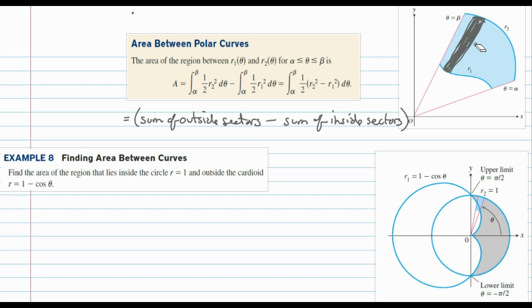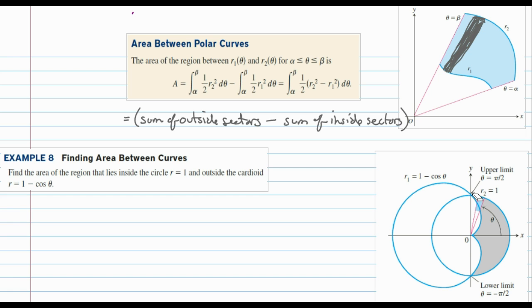So let's look at example 8 here. Find the area of the region that lies inside the circle r equals 1 and outside the cardioid r equals 1 minus cosine of theta. Alright, so there's a picture over here. Here's a circle of radius 1, inside that circle, but outside this cardioid.